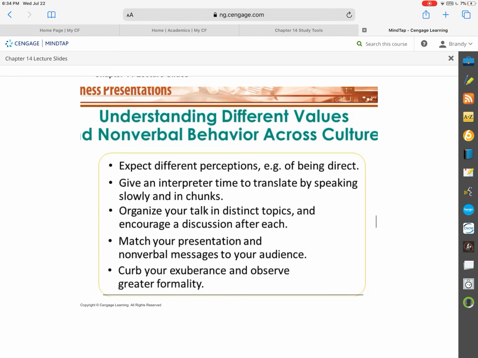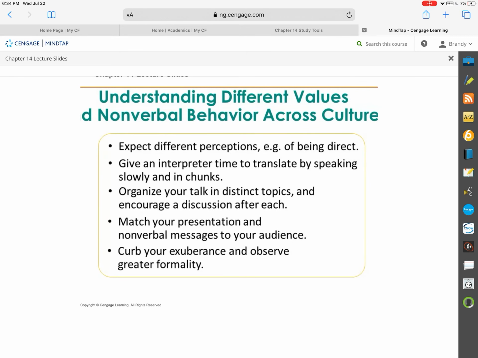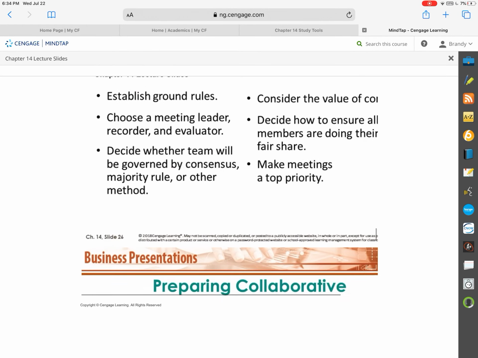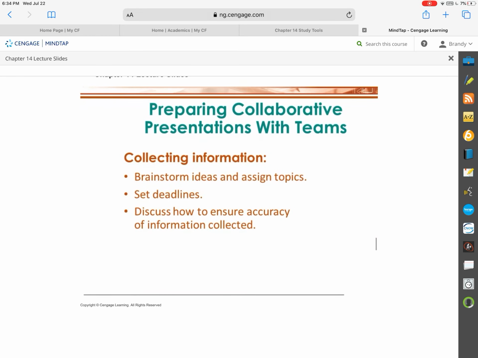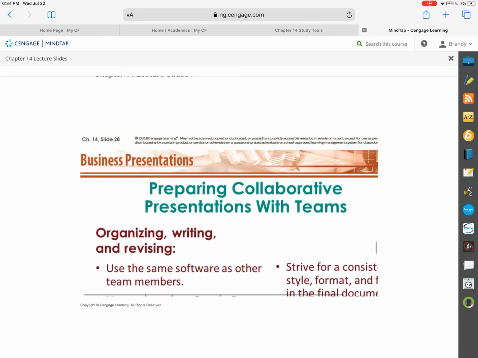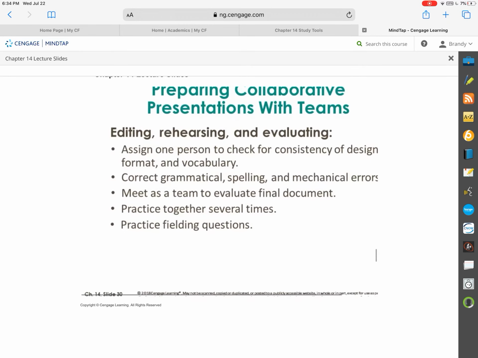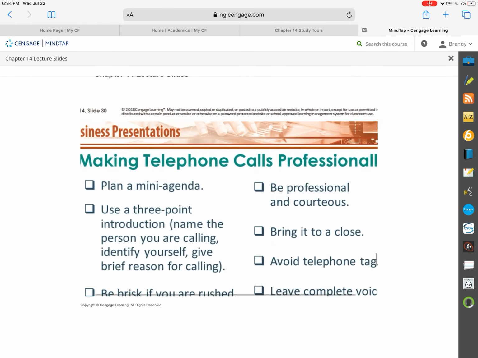There's some good information here about knowing how to present in different cultures and across different cultures. So you're going to want to take a look at that. And then there's also a couple of really nice slides about doing a collaborative presentation, like working with teams. Again, sometimes we do that in this class. This particular semester, we're not doing that in this class, but it's good information and well worth looking over. Again, when I review, if there's anything specific in there, I'll let you know.